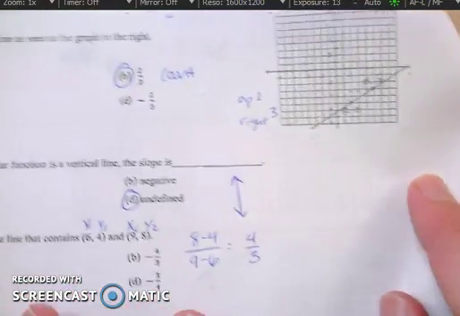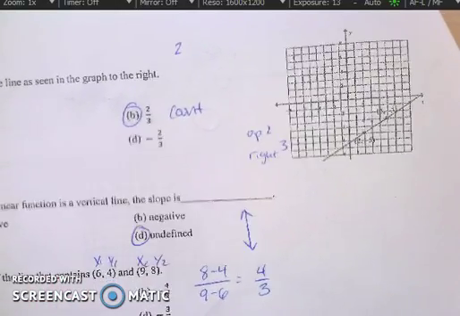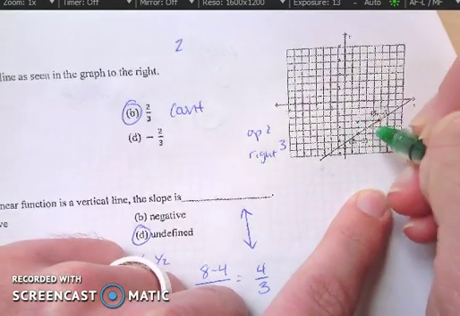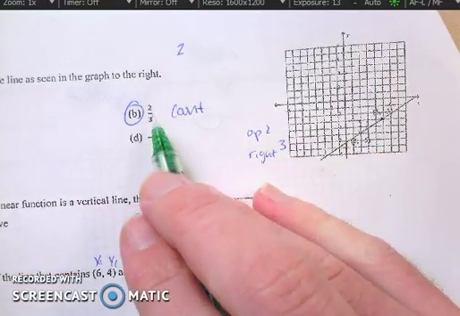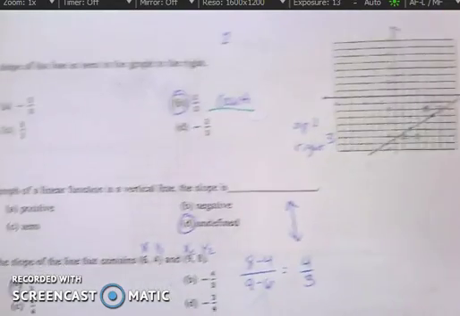Find the slope of this line. The slope of the line is up 1, 2, and over 1, 2, 3 to the right. So that's how I know the rise is 2, the run is 3. I counted. So count to do that one.